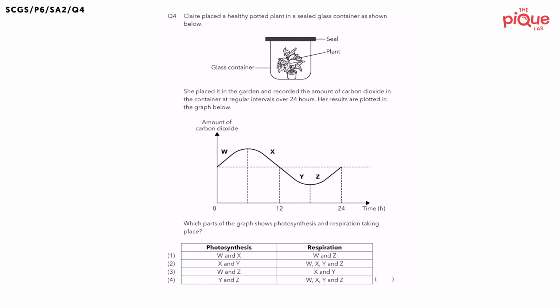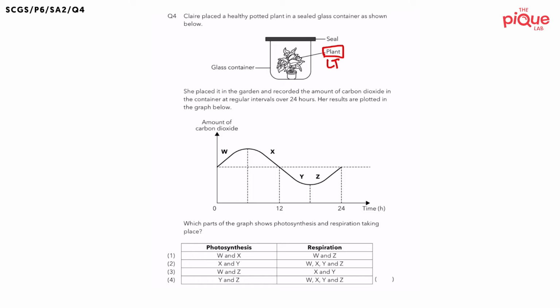Question 4. Claire placed a healthy potted plant in a sealed glass container as shown below. Since we are looking at the plant, this will be our key focus for this question. Is the plant a living or non-living thing? The plant is a living thing, and all living things go through life processes. What are the possible life processes that the plant can undergo?